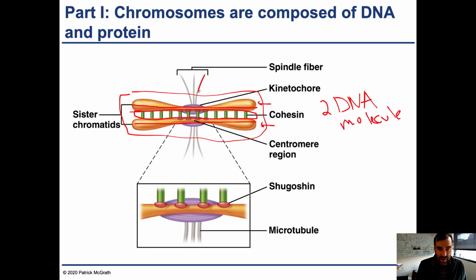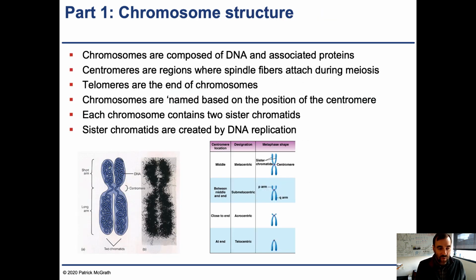The spindle fibers connect to the chromosome, but at a very specific point. Typically that's towards the center of the chromosome, and this region is called the centromere region. The part of the DNA where the spindle fiber binds and the kinetochore forms is called the centromere region. This is what causes the characteristic shape of a chromosome, where very typically you draw it looking something like this.